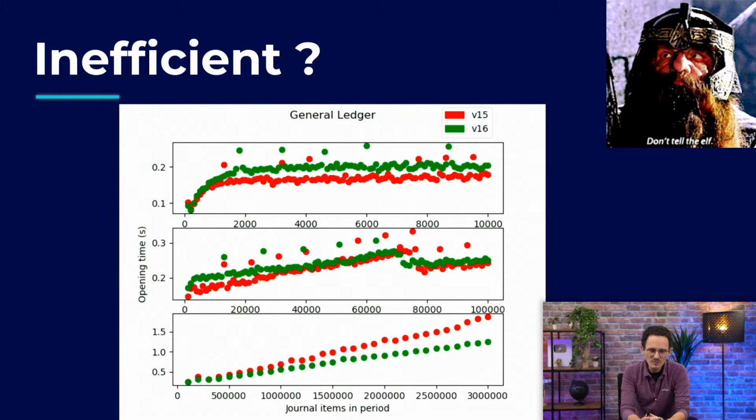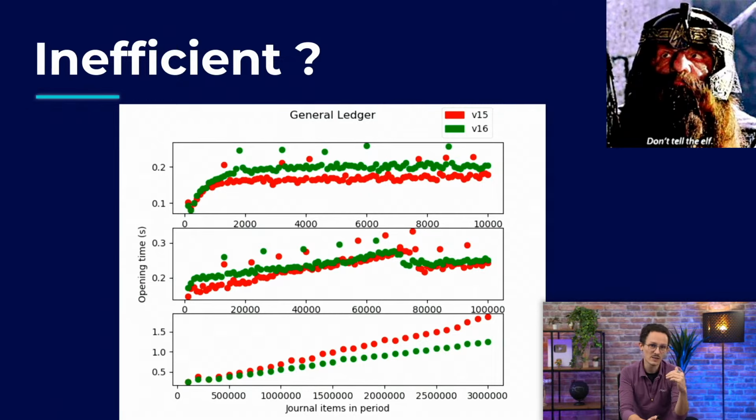So here you can see a bunch of graphs. The three of them each correspond to a size of the database. In green, you have v16. In red, you have v15.